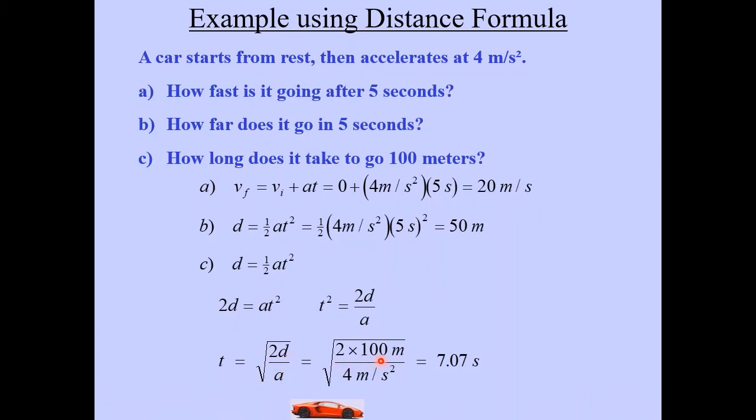Remember the d, the distance, is 100 meters, and a, the acceleration, was 4 meters per second squared. So this is 200 divided by 4, which is 50, and then we have to take the square root of 50, so our final answer is 7.0 seconds. That's how long it takes this car to go 100 meters when it's accelerating at 4 meters per second squared, which is shown down here. Here's our car accelerating along.